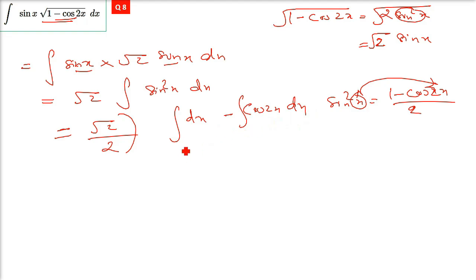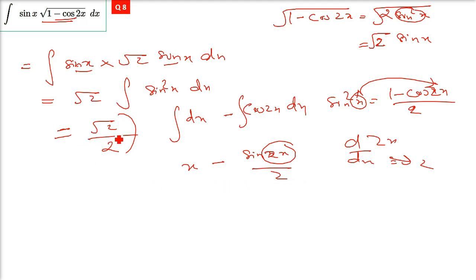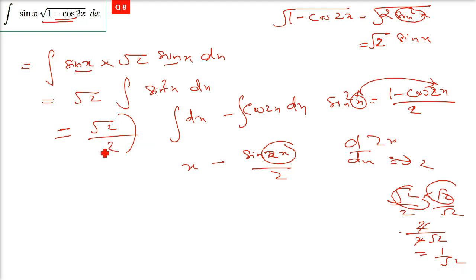So integration of dx is what? It's x. Cos 2x is sin 2x. And since I told you that whatever is inside sin or cos, you have to differentiate it and divide it. So 2 will be in the denominator. Root 2 by 2, you can write it like that, or you can just make it simpler. Root 2 by 2, multiply numerator denominator by root 2, you will get 2 by root 2, 2 gets cancelled, 1 by root 2. So finally we got 1 by root 2 x minus sin 2x by 2. This is your final result.